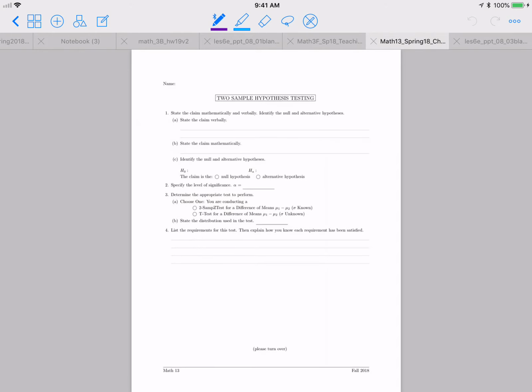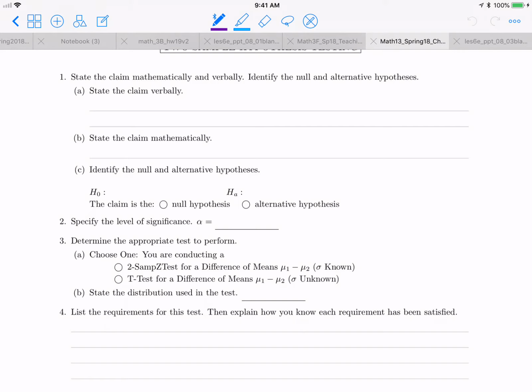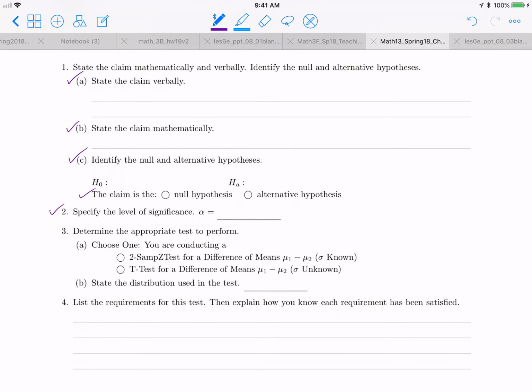And that is essentially it. So just to verify, what have we done? We already did this where we state the claim verbally. We did this where we state the claim mathematically. We identified the null and alternative hypotheses, and we chose which one the claim is. We did that. We specify the level of significance. Now, choose one. Are we conducting a two-sample z-test for a difference of means? A t-test for a difference of means, mu1 minus mu2, sigma unknown. This is what we're doing.